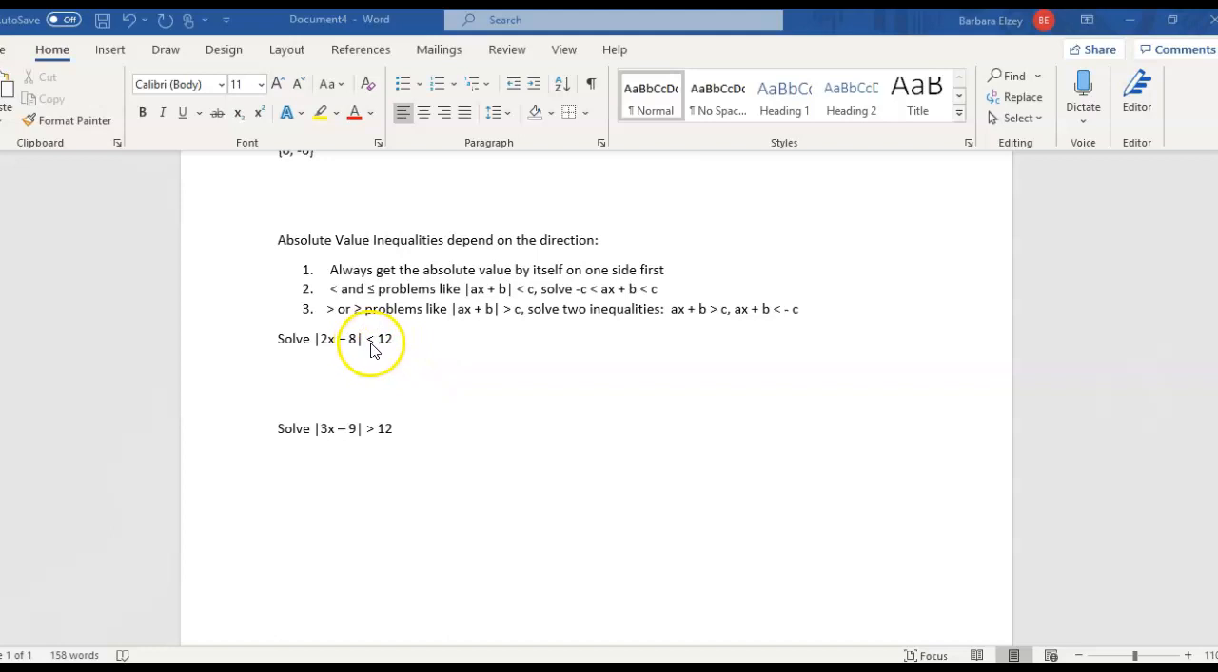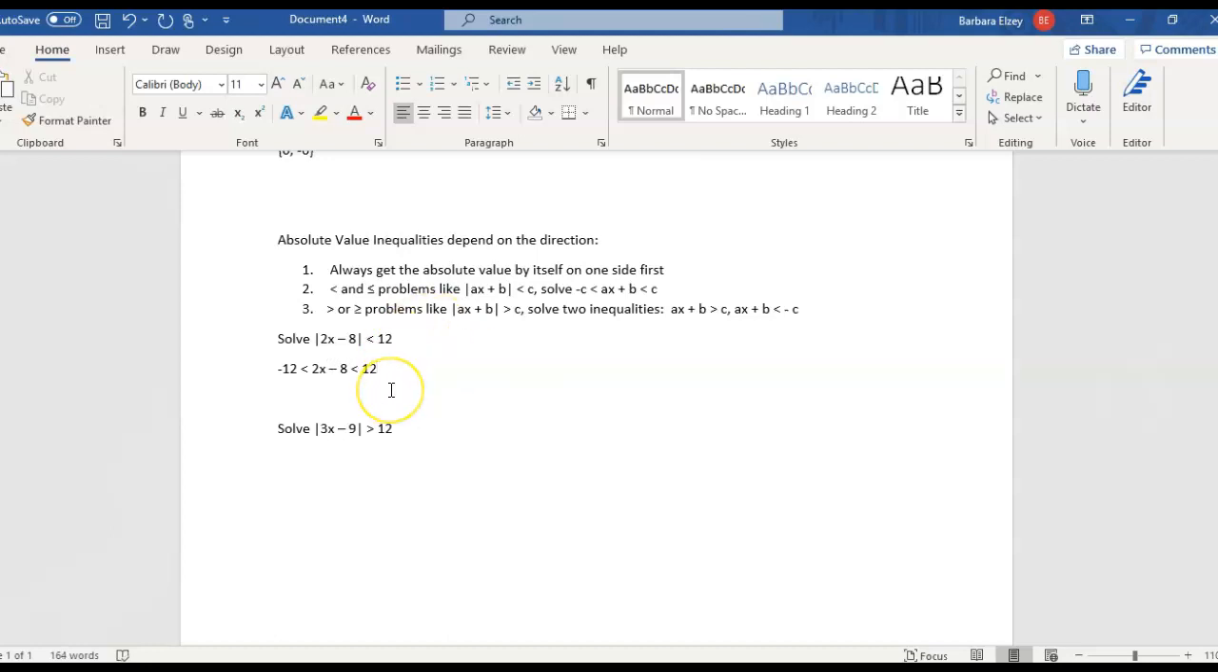Let's notice this is a less than, so it's one of these. But first, we need the absolute value by itself on one side. We do, in fact, have that. All of this is by itself on the left side. So now let's go to solving a less than type problem. According to our less than directions, we're going to take this number that is here on the right and we're going to make it negative. And we're going to put in a new inequality. We're going to drop the absolute values.